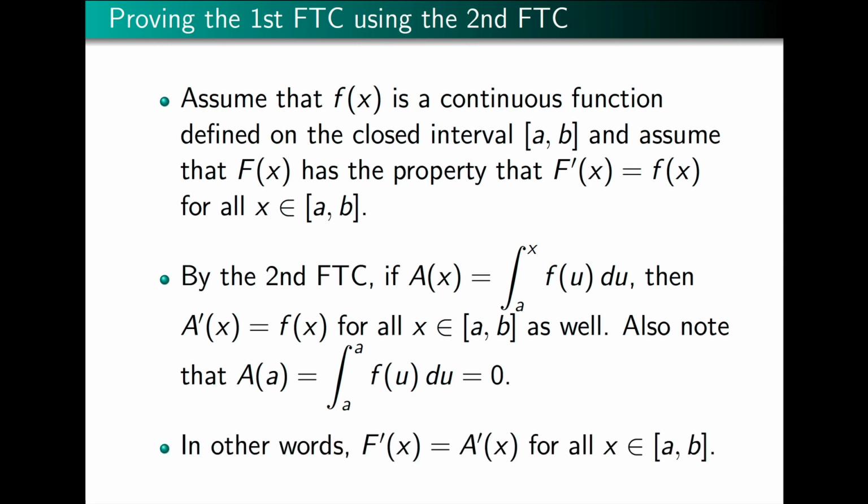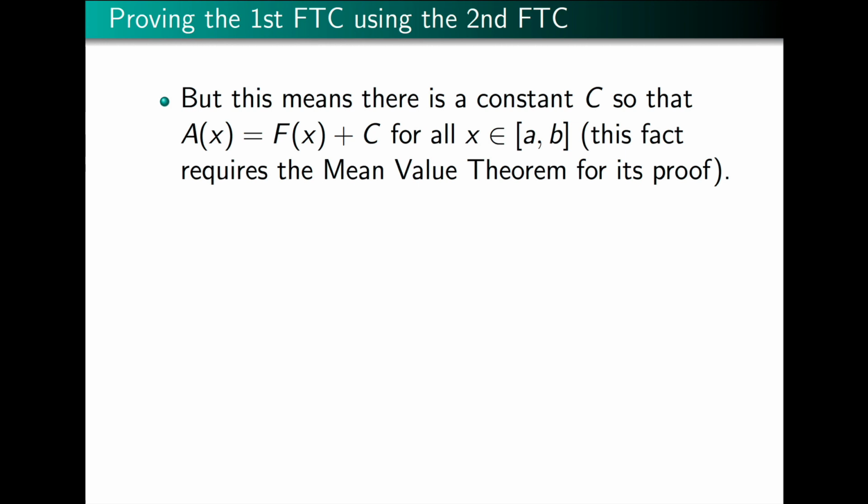In other words, like I just mentioned, the derivatives of capital F and capital A are the same for all x in the interval. But this means that the slopes of the graphs of capital A and capital F are the same at every value of x in the interval. They must be vertical translations of each other. There must be some constant, call it capital C, so that capital A of x equals capital F of x plus C for all x in the entire interval.